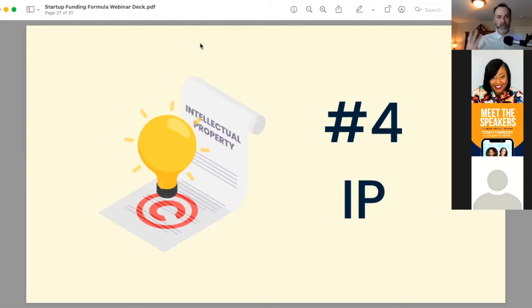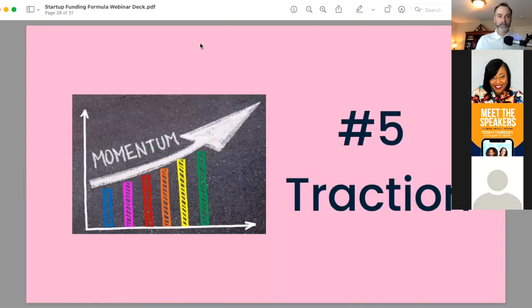That's neat and all, but I can just create another logo that looks a little bit like it, call it something totally different, right? The real thing you want when you talk about intellectual property is issued patents. And then the fifth one is traction.